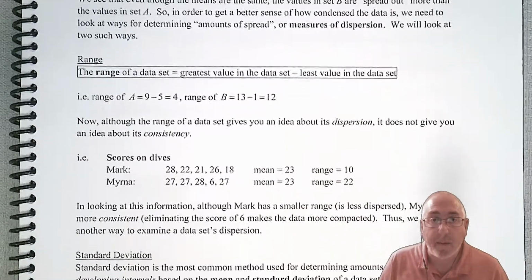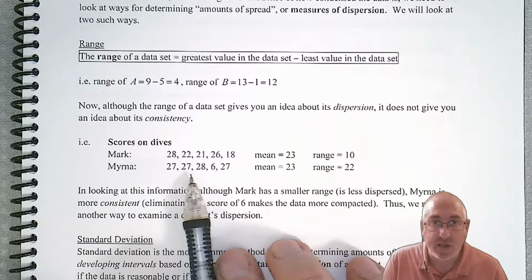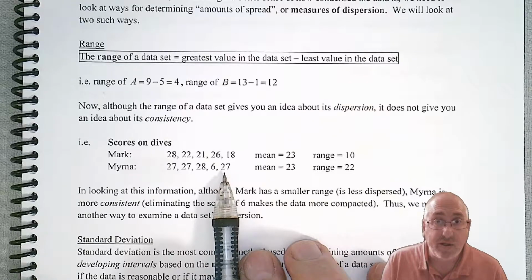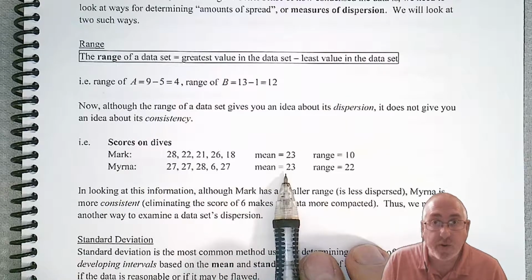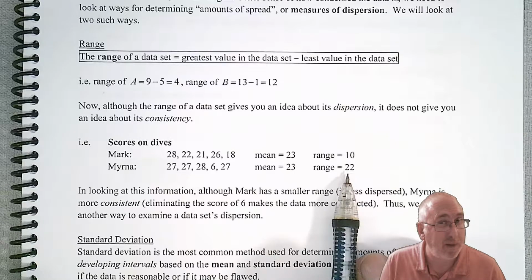Now look at Myrna, who dives 5 times. She gets a 27, 27, 28, and then unfortunately she had a belly flop and got a score of 6. And then she recovers and gets another 27. Her mean is also 23 and the range is 22, so not looking very good.